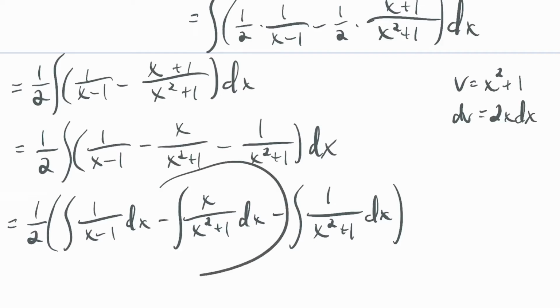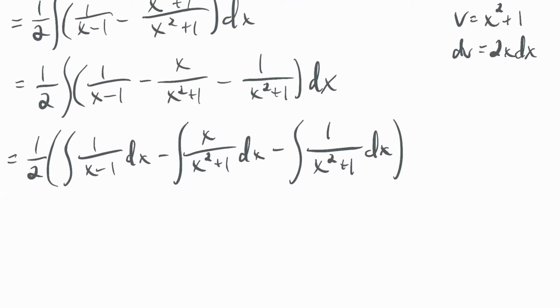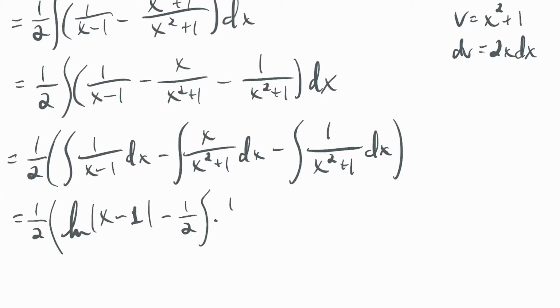Okay, and that's for this middle term. I need to borrow a 2. Okay. So this is 1/2 times ln absolute value x minus 1. And in fact, let's write this 1 with the marks making more obviously a 1. Minus 1/2 times the integral of 1 over x squared plus 1 times 2x dx minus tangent inverse of x.